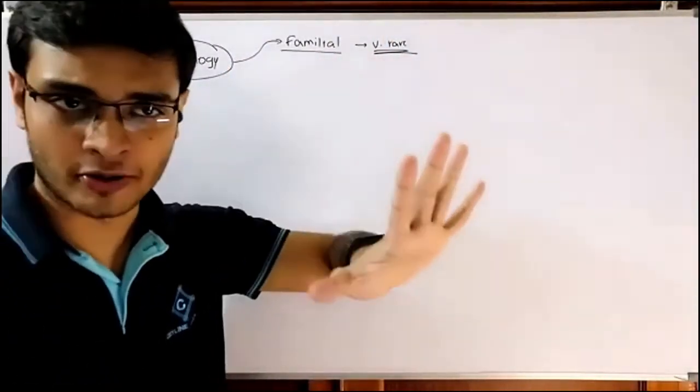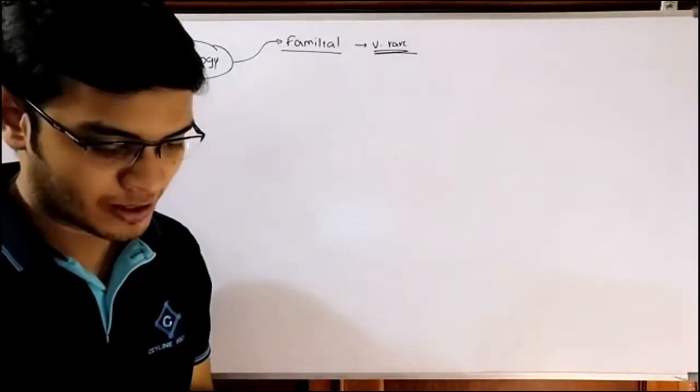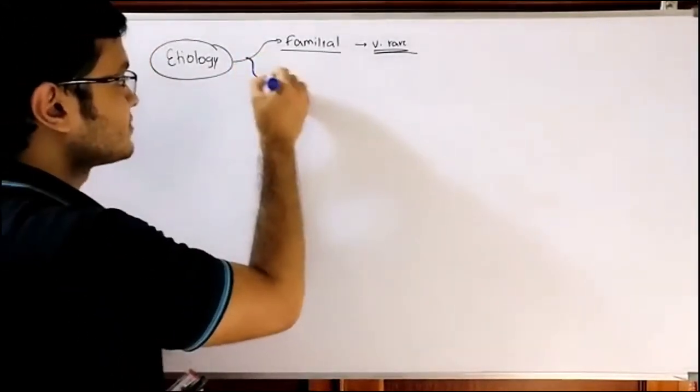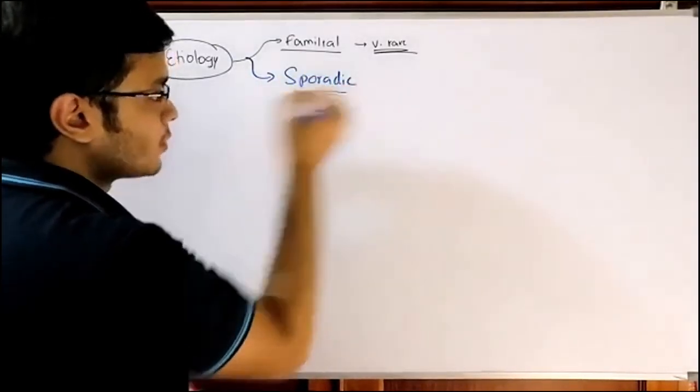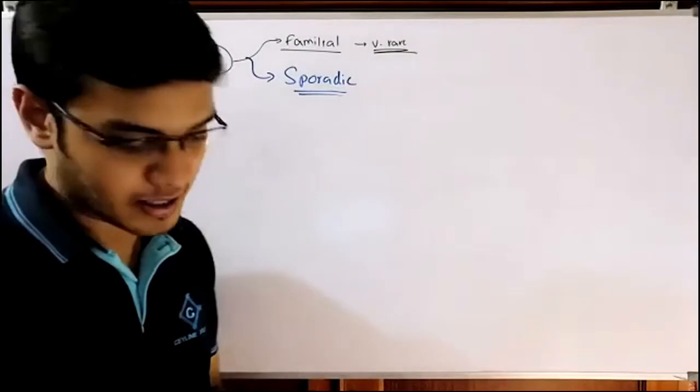The familial one we are not going to talk about. What we are going to talk about, guys, is the sporadic one. This is the common one.